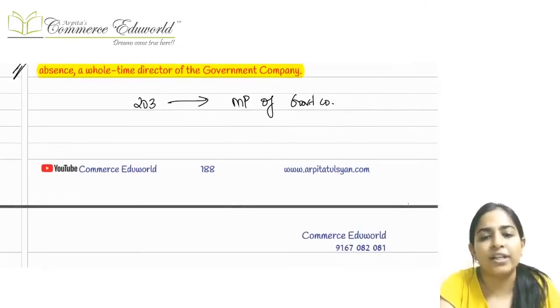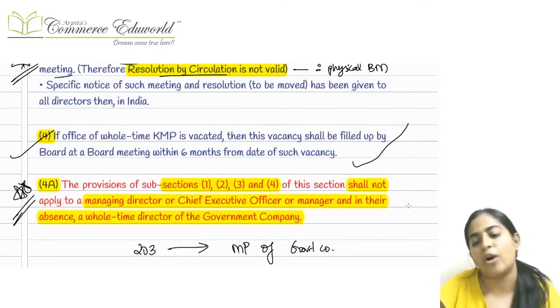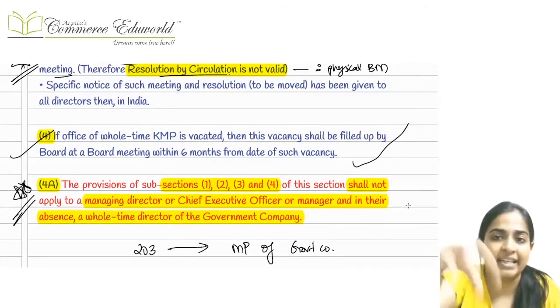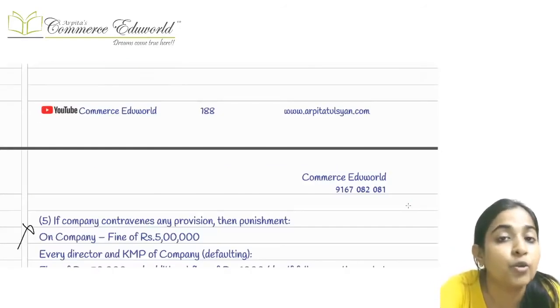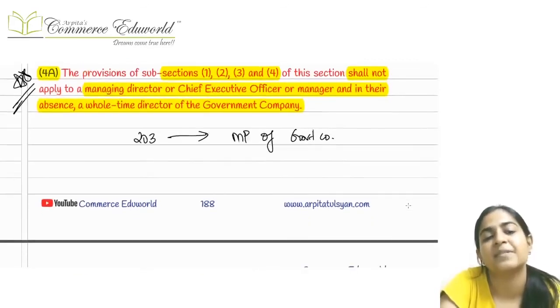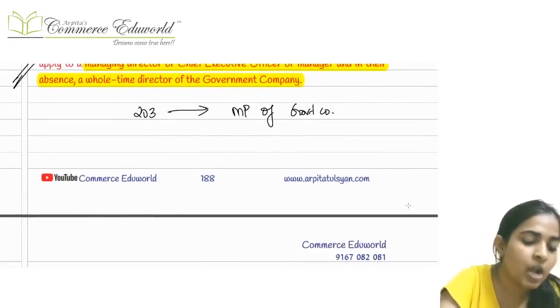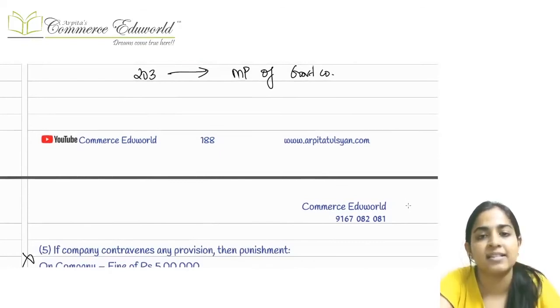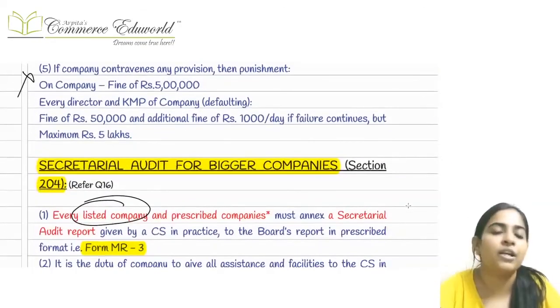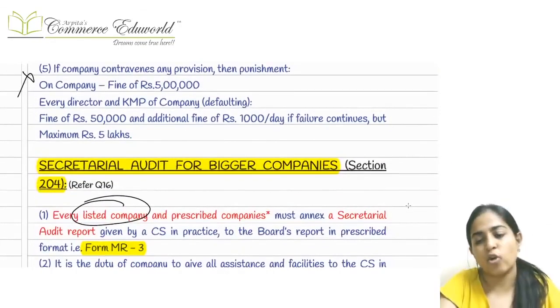Right? All these pointers about the MP in the KMP part are not applicable to a government company. Don't forget that. This subsection 4A is very, very important. Okay, this exception is very, very important. That is, this managerial personnel part for a government company is not applicable.